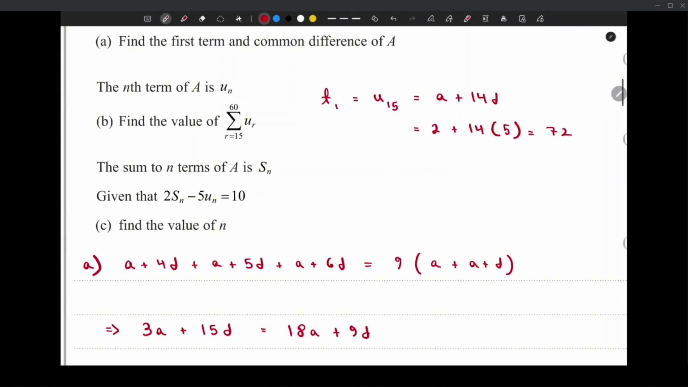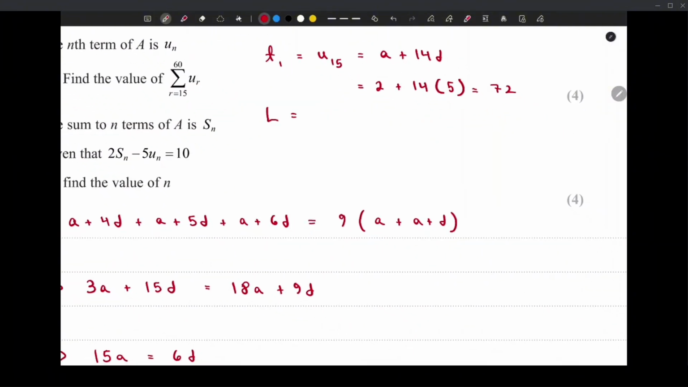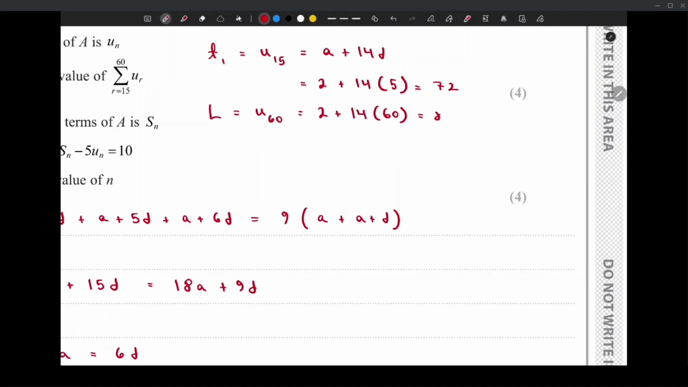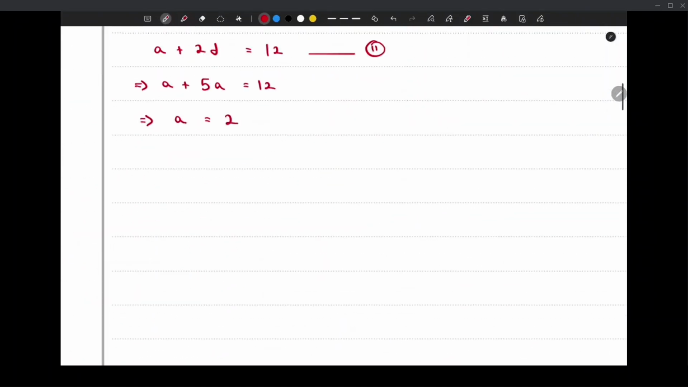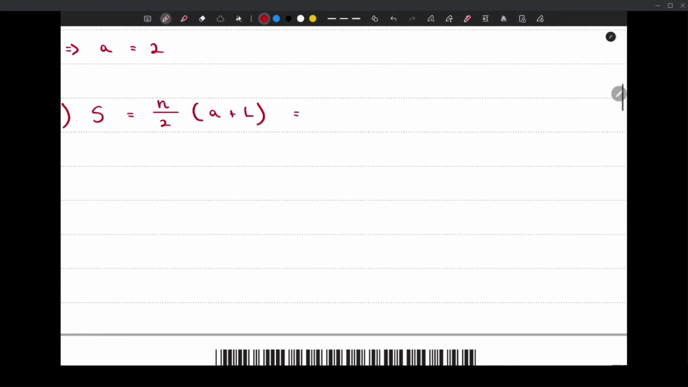And we need to sum it up to the 60th term. This is the last term. So we can say that the last term is u60. That is 2 plus 14 times 60, which equals 842. Now there is another formula for summation. The formula was n divided by 2 times a plus l, where l is the last term.